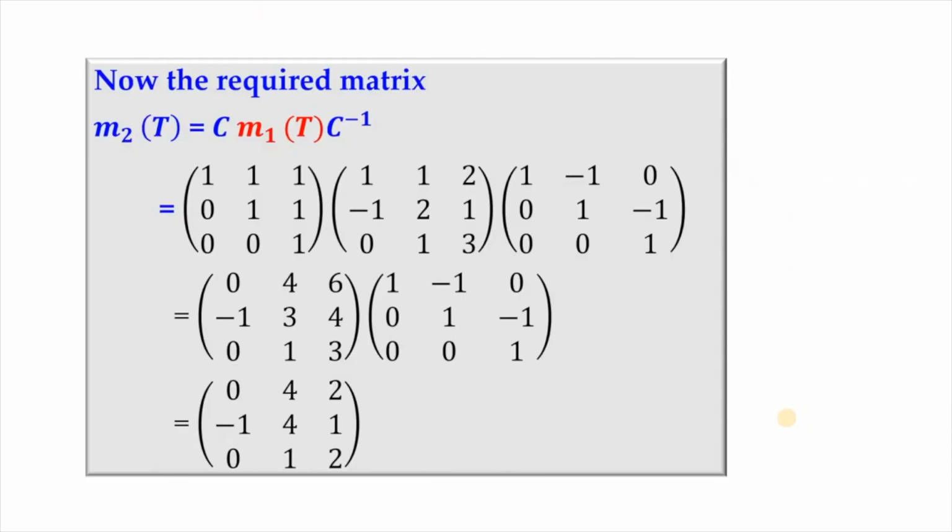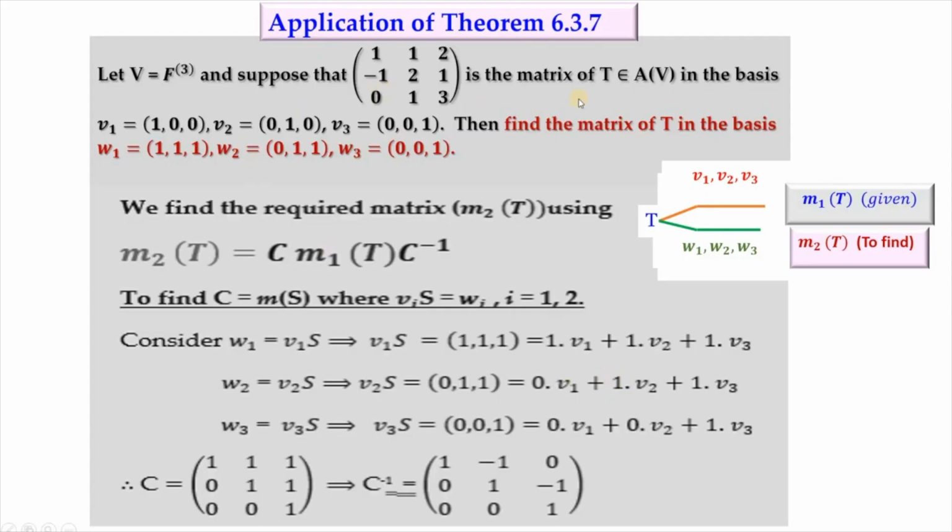Now we will have an application of this theorem. In what way can it be applied? Say if we are given M1 of T and we want to find M2 of T, then we can make use of this. You are not given the transformation. If you are given the transformation and basis, we know pretty well how to find the matrix of T. But here the transformation is not given. We are given only the matrix, but that matrix is in the standard basis.